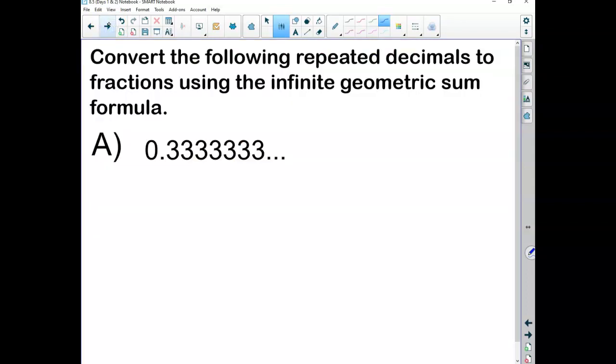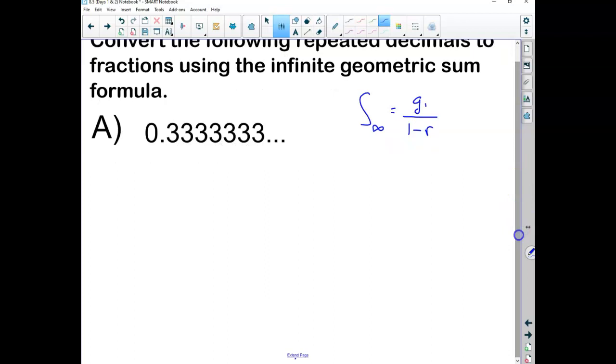And what we're going to do is, like I said, convert the following repeated decimals to fractions using the infinite geometric sum formula. The infinite geometric sum formula is the sum of the infinite terms equals my first term divided by 1 minus the common ratio, remember. Now that's actually from a couple days ago because we flip-flopped a couple lessons.